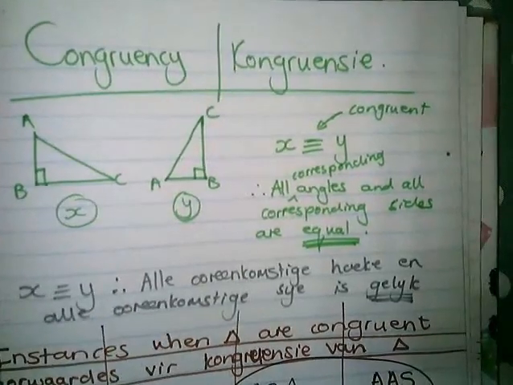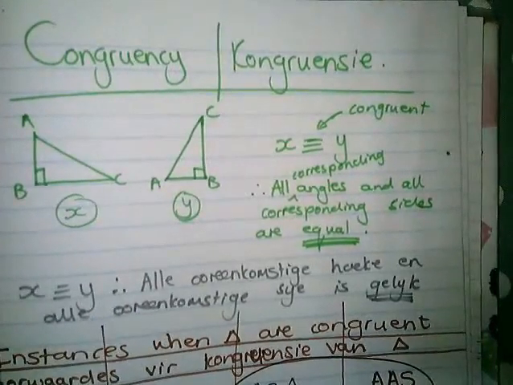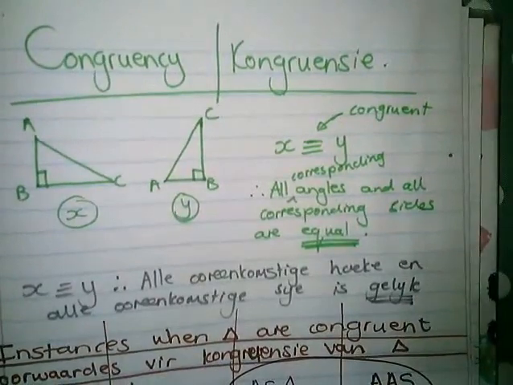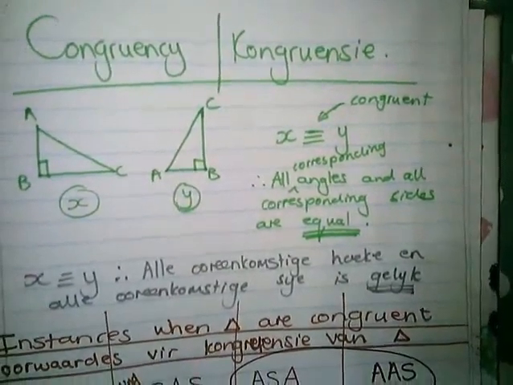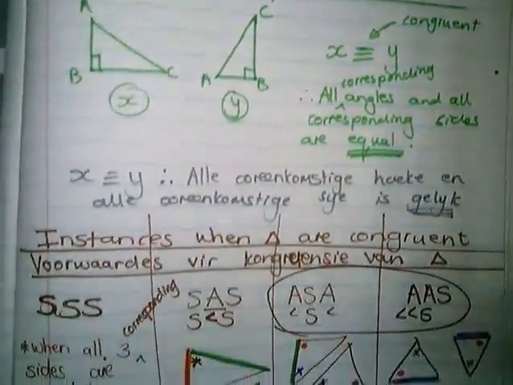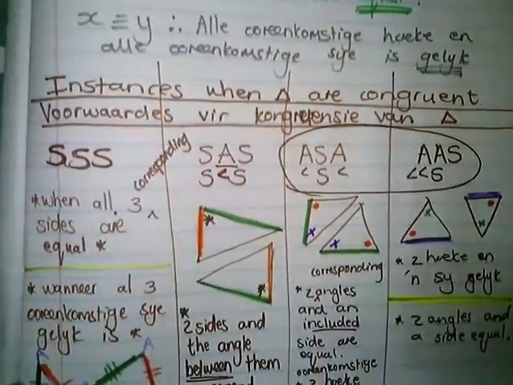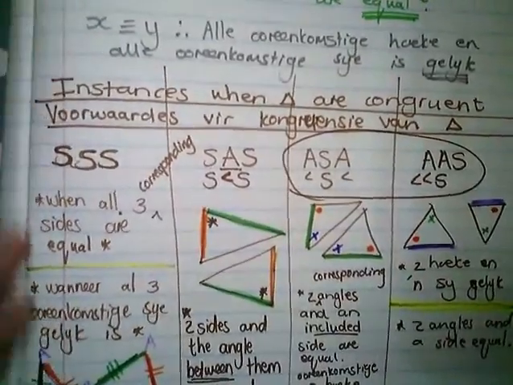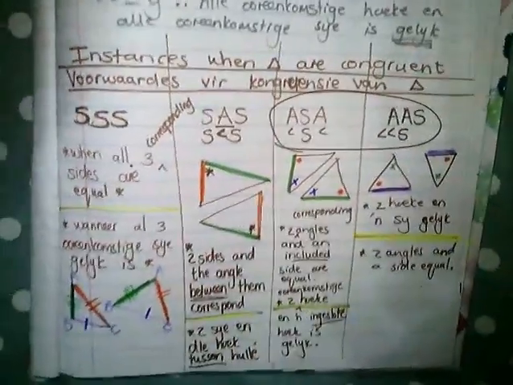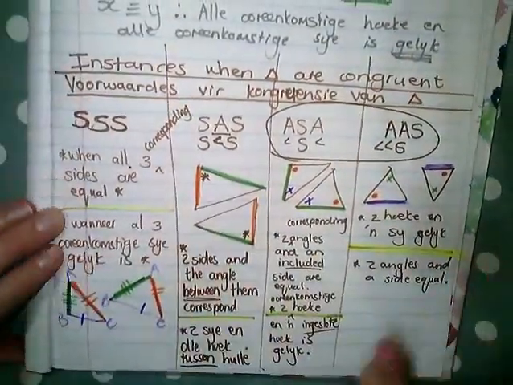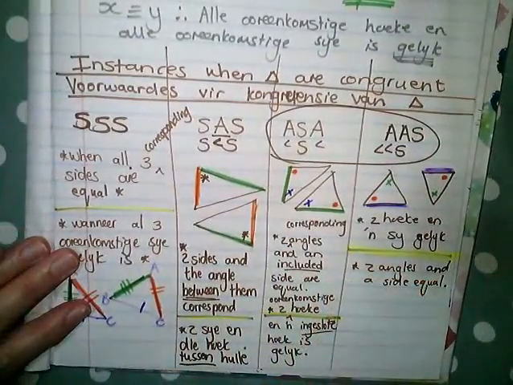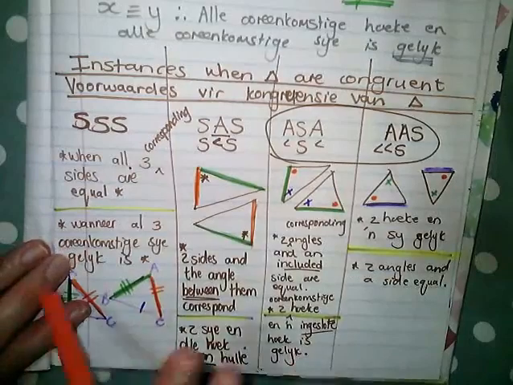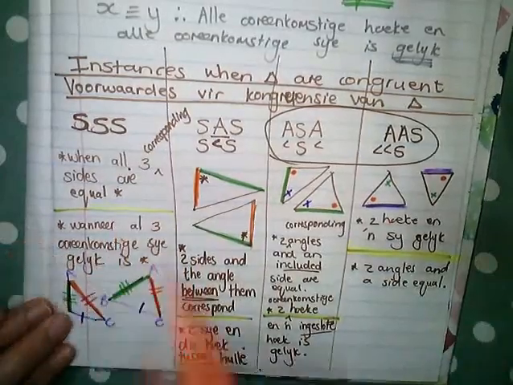Goed. So there are 4 instances when triangles are congruent. 4 voorwaardes vir congruensie van driehoeke. En dit is hierdie 4. So I'm just going to explain what happens, what's going on here, before you copy this. So just focus and listen, but then when you are done concentrating and understanding, then you need to copy this.